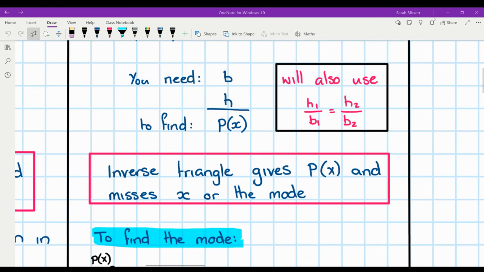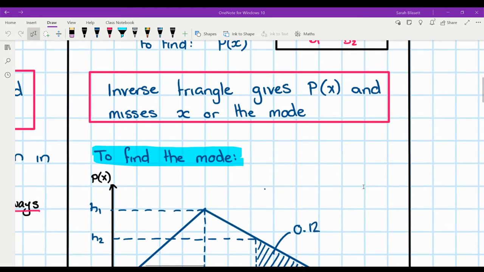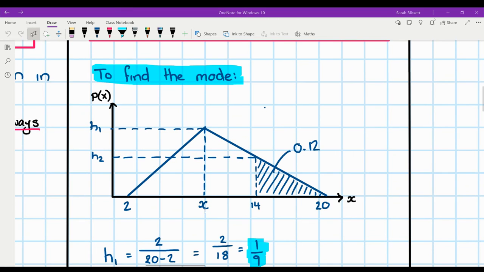The inverse triangle problem usually gives you the probability of an event happening, and it usually misses out an x value or the mode itself. So if we're missing our mode, which is represented by x here, we need to make sure that we're able to find it using our similar triangle formulas.